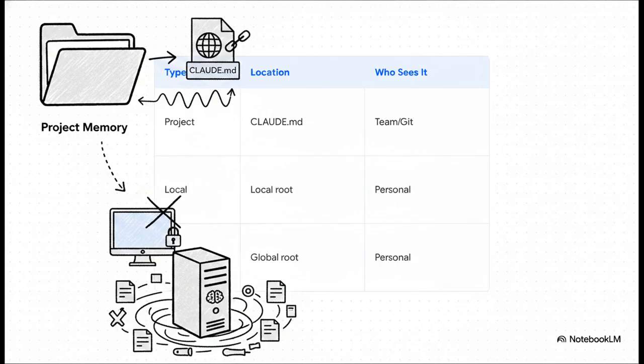Then you've got local project memory. This used to be for your untracked personal project preferences, but quick heads up from the official docs, they're actually deprecating this feature. Soon you'll just import untracked files into the main project memory instead. And finally, there's user memory. This one is stored globally on your machine. It's the perfect spot for your personal coding styles or global tools that you want Claude to use across literally every project you ever open.